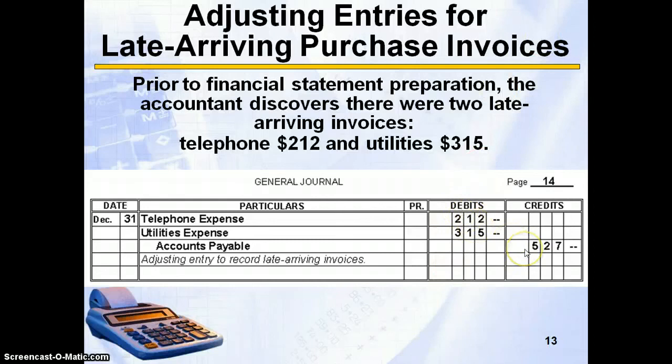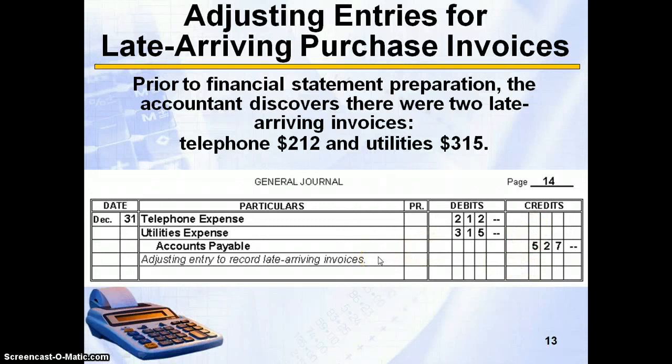And we must credit our accounts payable for $527. This is the total value of the telephone expense and the utilities expense added together. So 212 plus 315 gives us 527. We're going to be paying this 527 at a later date. Hence, we must put it into accounts payable, and we must credit it because our accounts payable is increasing.